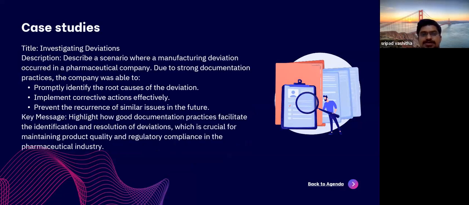So let us say there is a deviation in the next company. They were able to tackle it because they had promptly identified the root cause of this deviation, and they implemented the corrective actions effectively. They also raised the CAPA and established the preventive action so that they could curb the issue.